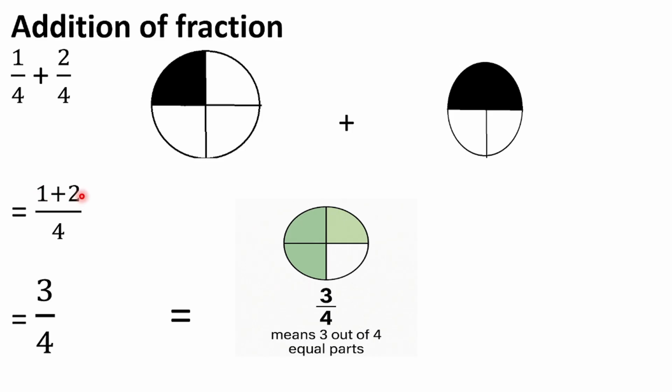So 1 plus 2 equals 3, so 3 divided by 4. So 1 divided by 4 plus 2 divided by 4 is equal to 3 divided by 4. It is proved mathematically, and from this diagram it is proved that 1 divided by 4 plus 2 divided by 4 is equal to 3 divided by 4.